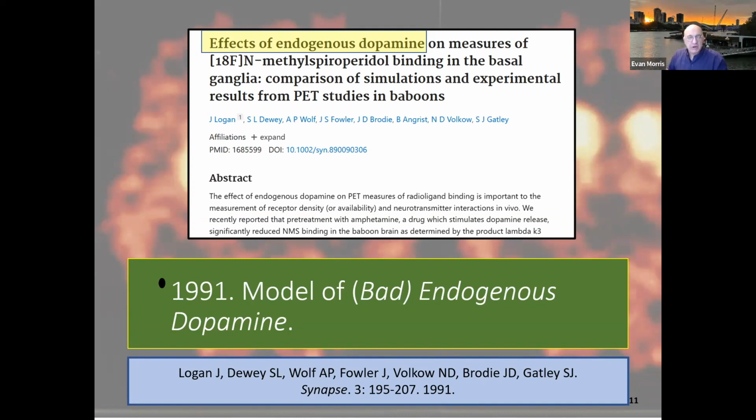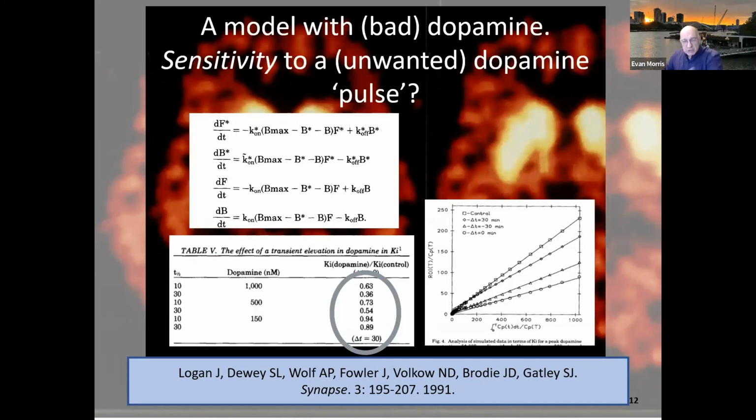Now, a few years later came the first model of bad endogenous dopamine, or the wicked witch of the endogenous dopamine West. Now, why do I say it's the bad dopamine? Because in this paper by Jean Logan, who introduced a model which included a state variable for dopamine, she was asking a particular question, which is represented graphically here. For different strengths and durations of dopamine pulses, how much effect is there on the estimate of dopamine receptors, or as the arrow indicates, how much alteration of the Logan plot is there?